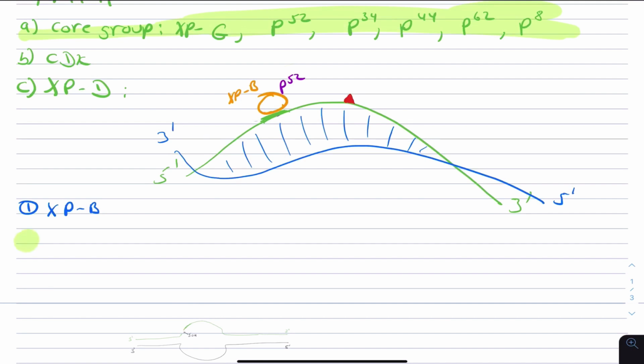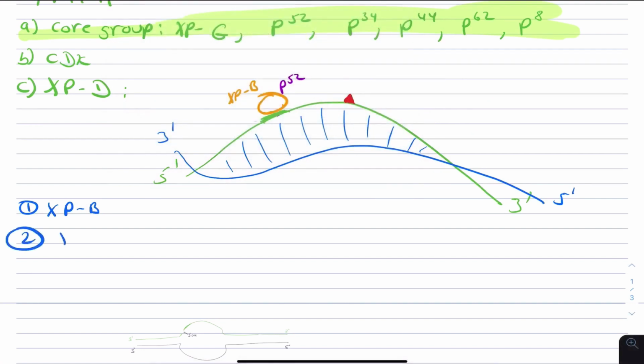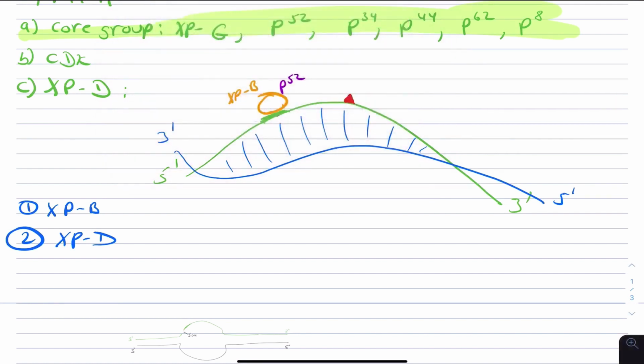Now the second step is XPD. We need that. This is required after XPB binds. So this is what XPD does, a couple of things. Let's draw XPD out first here. We'll use this for XPD. So this is our XPD over here. Now, in order for XPD to work, XPD needs P44. So P44 will bind to XPD, and then XPD can bind and start the process.